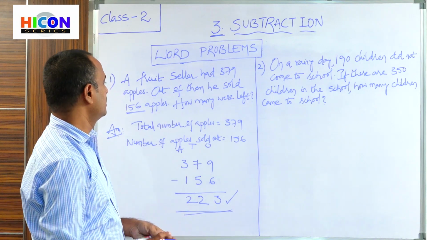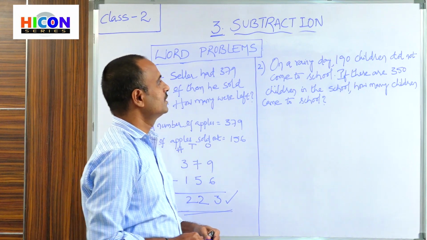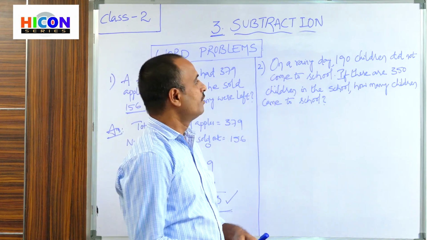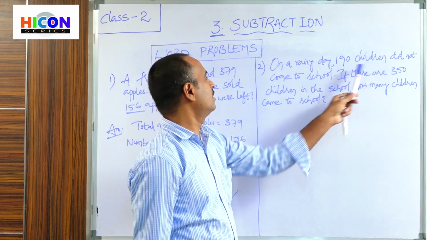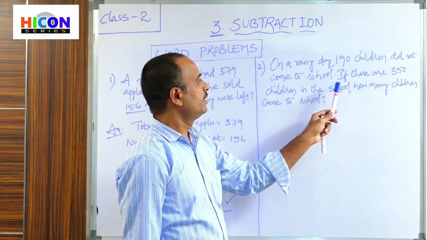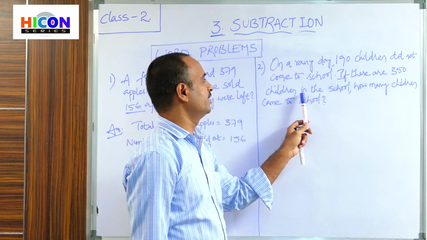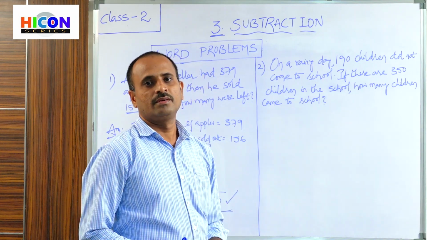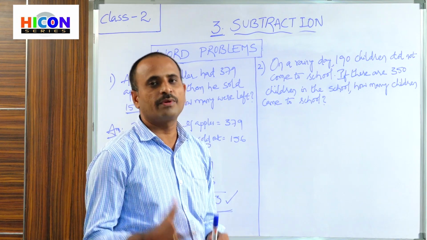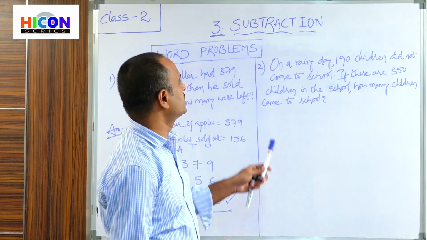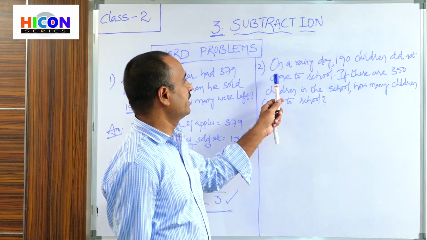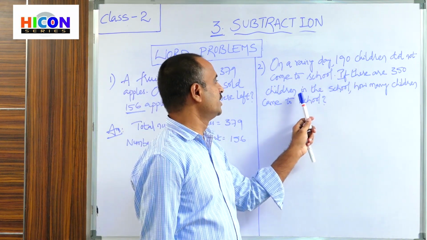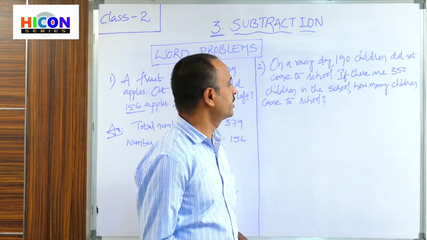So next, see the second problem. So children, read it once. On a rainy day, 190 children did not come to school. If there are 350 children in the school, how many children came to school? So children, first we have to understand the problem. So read it once again till you understood. On a rainy day, 190 children did not come to school. If there are 350 children in the school, how many children came to school?